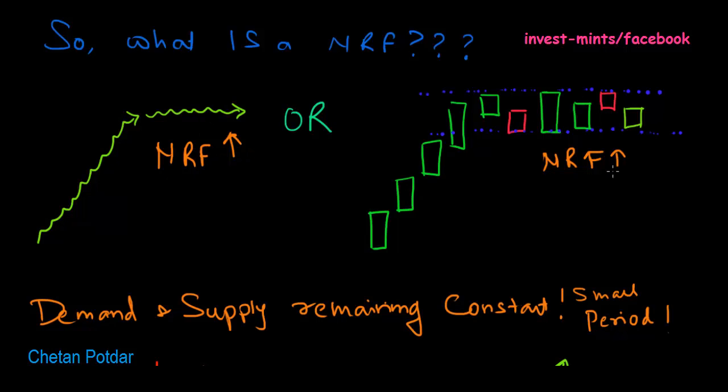This is also an NRF, narrow range formation. This is in line chart. This is in candlestick chart. Demand and supply remains constant, and it happens only for a small period of time. It doesn't happen for a longer period. It only happens for a smaller period of time. Now we can take advantage of this and actually end up making money out of this.